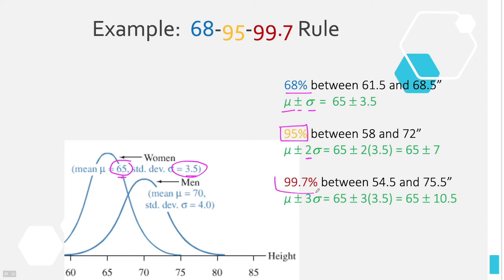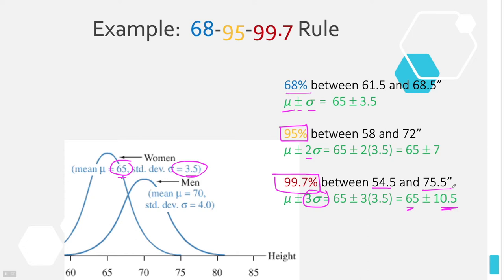And then 3 standard deviations goes with 99.7%, 3 standard deviations to the left and 3 standard deviations to the right. And 3 standard deviations ends up here being, because we have 3.5, 10.5 total. So we will take our mean and subtract 3 standard deviations to get 54.5, and add 3 standard deviations to get 77.5. So now we know an enormous amount about women.